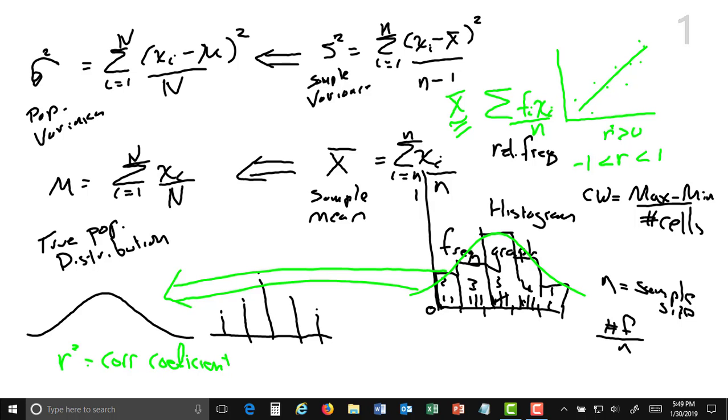Now, that brings up a point. What are you going to use for x sub i? Well, we don't have the original points, so what we're using for x sub i is the midpoint of every class cell. So you find the midpoint of every class cell, and you take that number times this frequency, plus. This means plus, because i is going to go from 1 and stop at n. That's like a program.